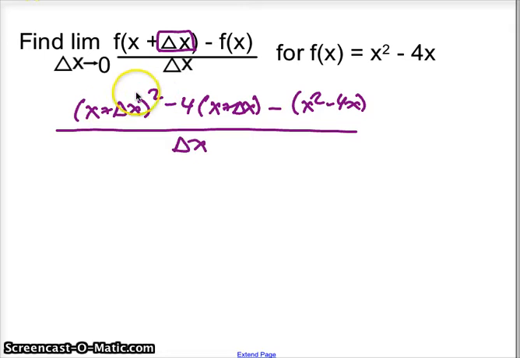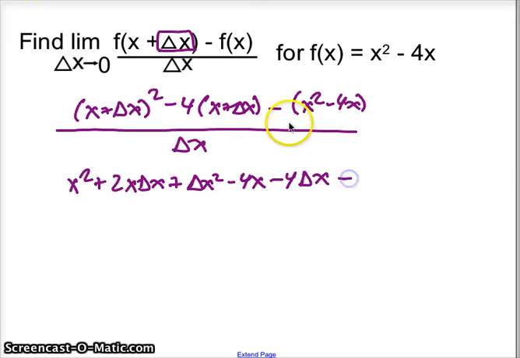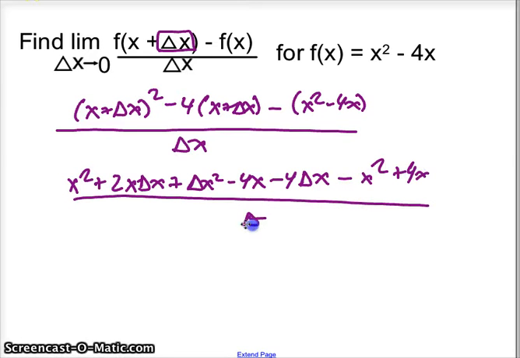Foil this out. Do not just put the power of 2 on there, but foil it. So x squared plus 2x delta x plus delta x, that quantity squared. Distribute that 4 in there, minus 4x minus 4 delta x. Distribute that negative, minus x squared plus 4x, all over delta x. Combine like terms: the x squareds cancel, the 4x cancels, and I have 2x delta x plus delta x squared minus 4 delta x, and that should be it, all over delta x.